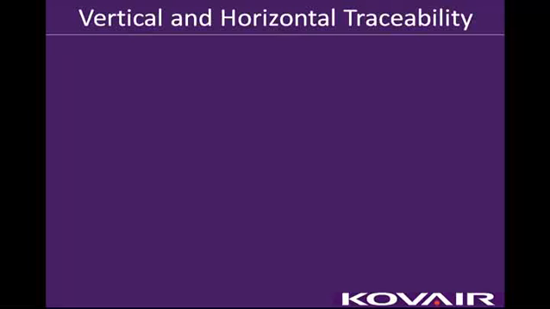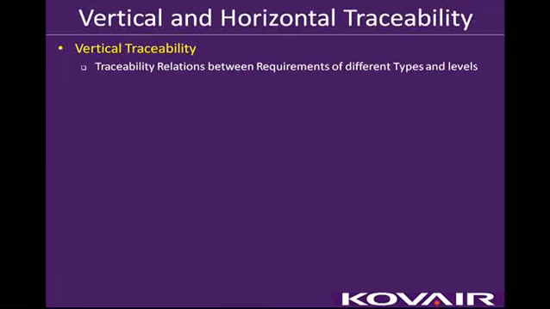Now, traceability can be both vertical and horizontal. So let me give you an example. Vertical traceability is when the traceability relation is between requirements of different types and levels.